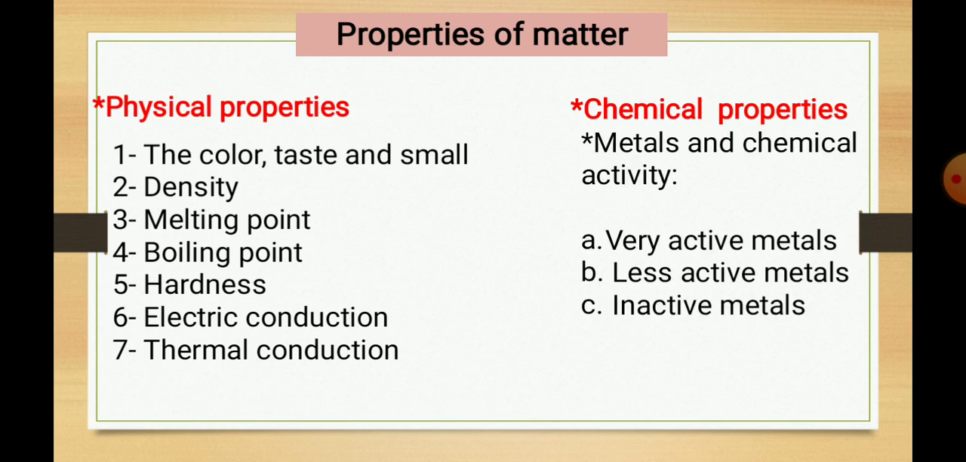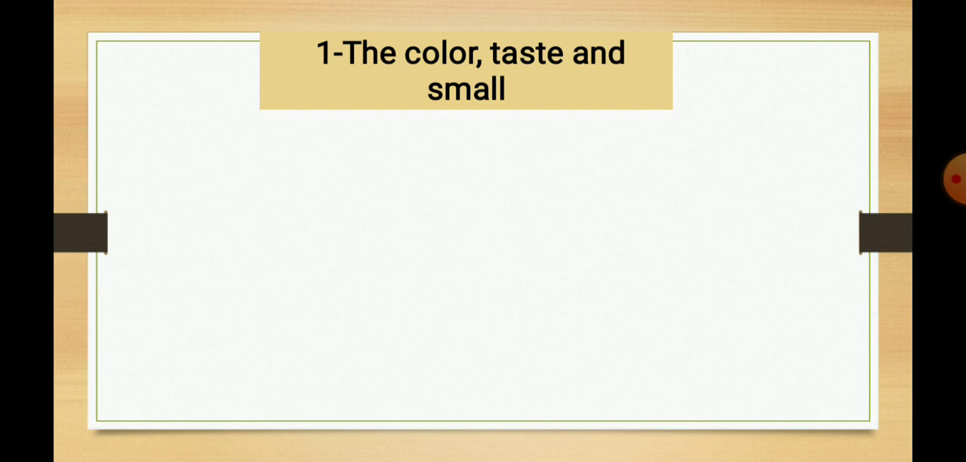Chemical properties: metals and their chemical activities are divided into 3 categories. Number 1, very active metals. Number 2, less active metals. And finally, inactive metals. So, dear friends, we will start with the color, taste, and smell.